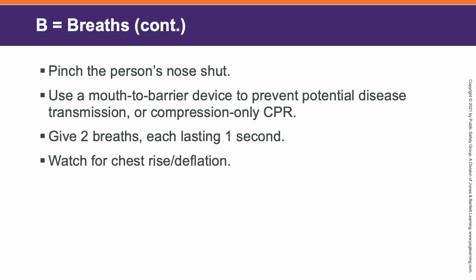Now, in adults, to prevent the air from escaping when you give breaths, you have to pinch the person's nose shut. If you have access to a mouth barrier device to prevent any sort of disease transmission, use that. You're going to place it over their mouth. Then you're going to give 2 breaths, each lasting 1 second. You're going to watch for the chest to rise and fall as you're giving the breaths.